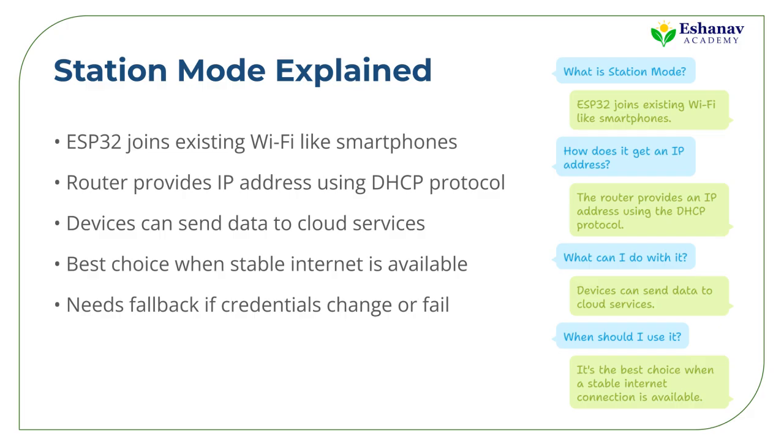Think of station mode as your ESP32 behaving like a laptop. It scans for nearby Wi-Fi networks, authenticates with a router, and once connected, gets an IP address via DHCP. From there, it can push sensor data to the cloud, request APIs, or even serve web pages inside the LAN. In my projects, station mode is the default because it keeps devices integrated into the customer's network.